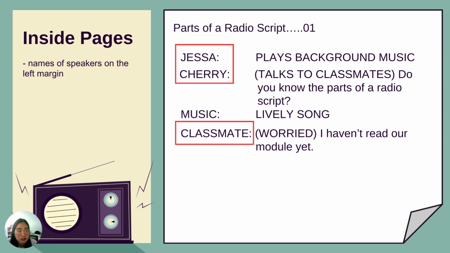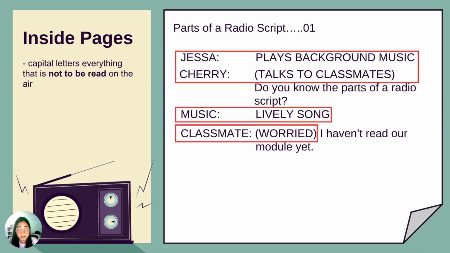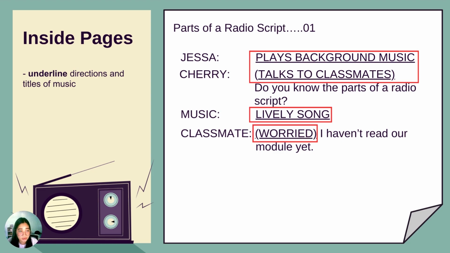you also put the word music on the left margin of the page, following the format of the speakers in the broadcast. Next, we type in capital letters everything that is not to be actually read on the air, like the directions for sound effects, music, or the names of the characters. Remember to underline directions, cues, or titles of music. This will help us, or the one handling the records or sound effects, to locate directions quickly.